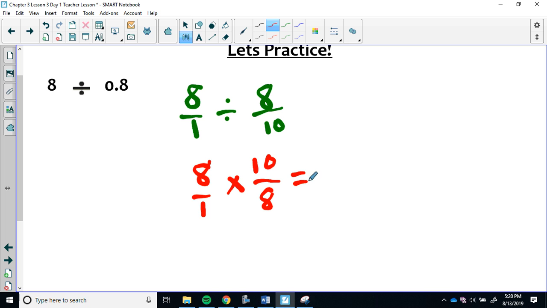I'm going to go ahead and multiply the top two numbers. 8 times 10 is 80. 1 times 8 is 8. This is an improper fraction. So we read this as 80 divided by 8. 80 divided by 8 is 10.